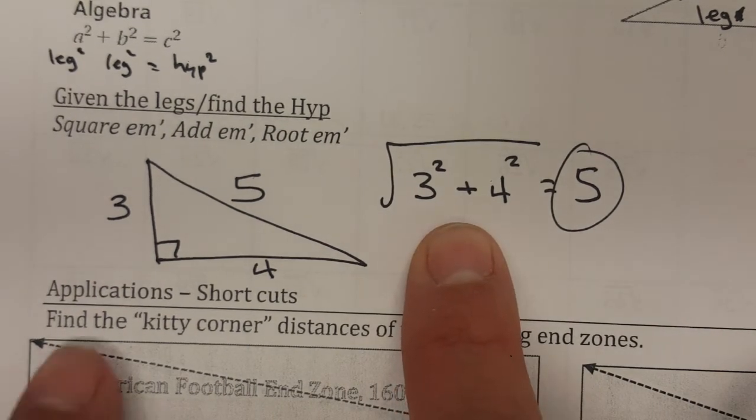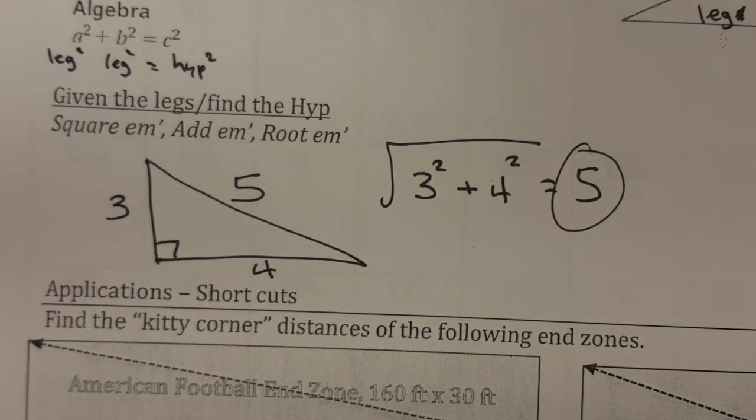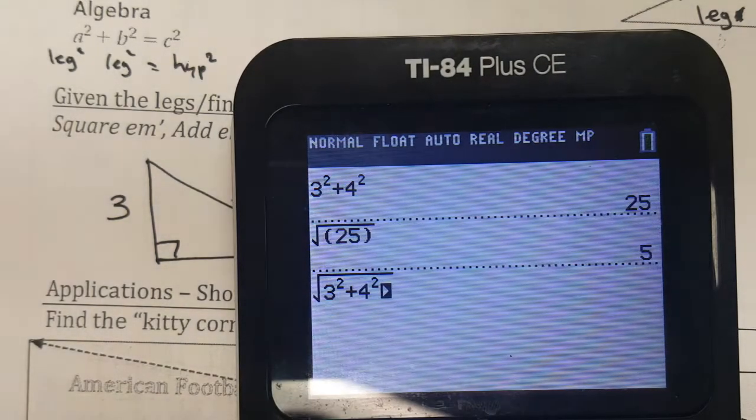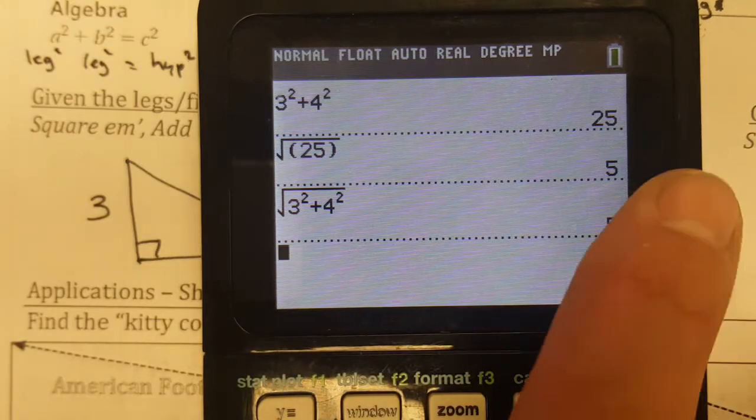That's the process. You take the legs, you square them, you add them, you root them. I should be able to do that whole thing in the calculator at once. Let me give it a try here on the side so I don't mess with your heads. See? Look at that. Instantly calculates. Pretty simple stuff.